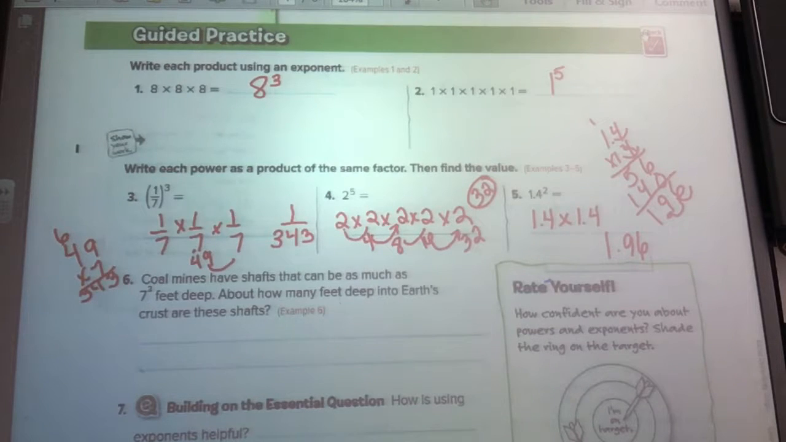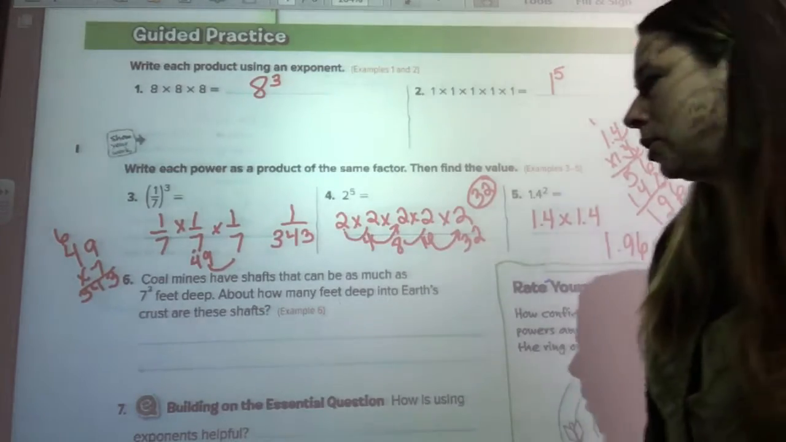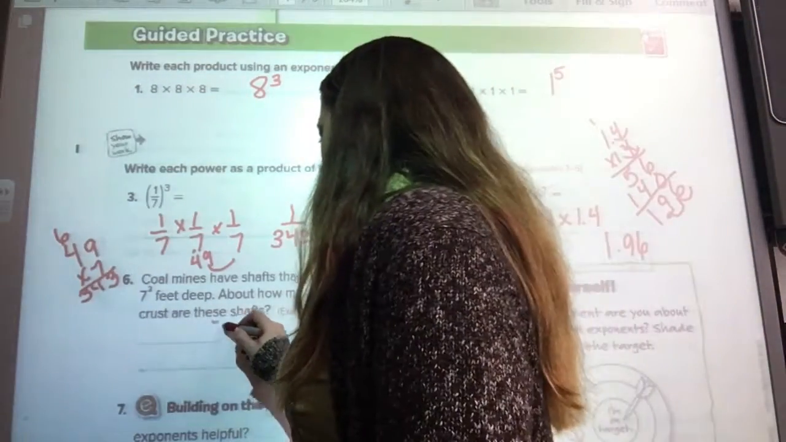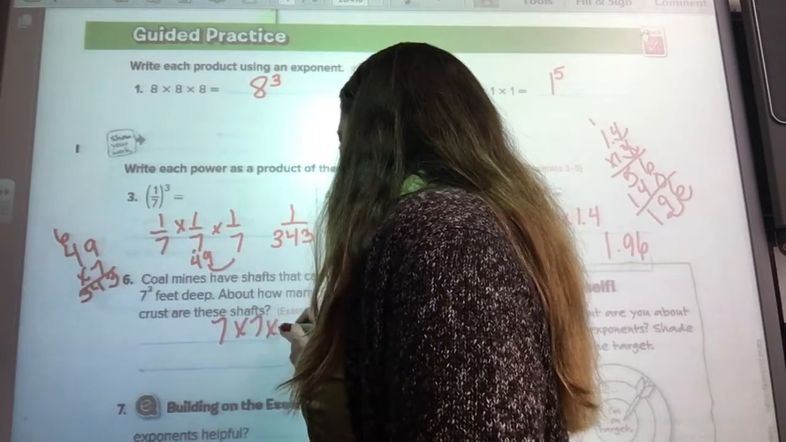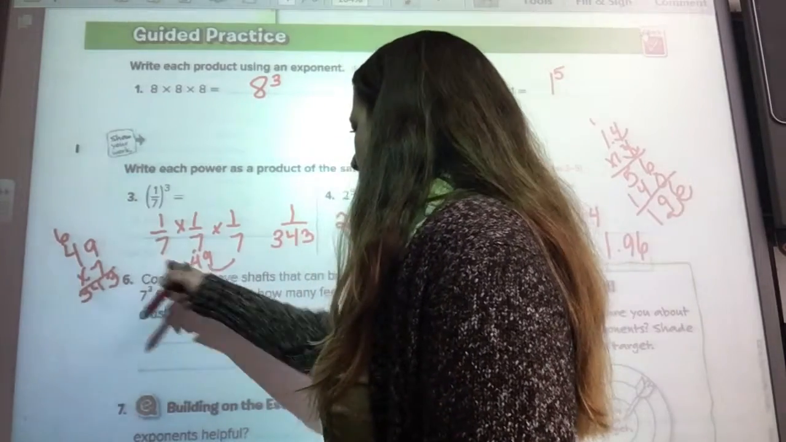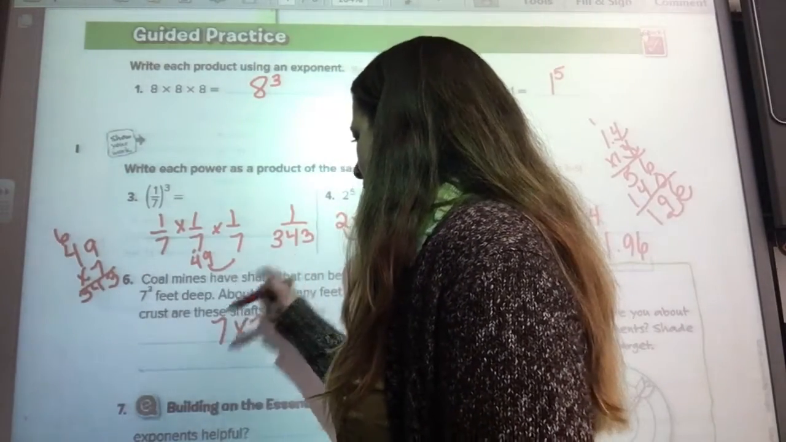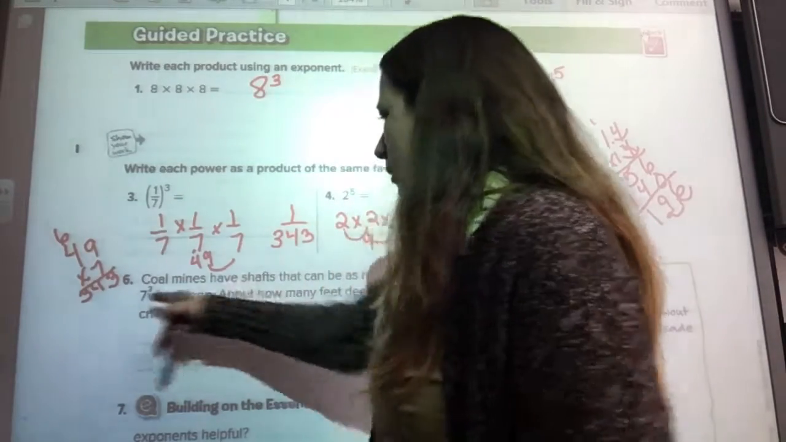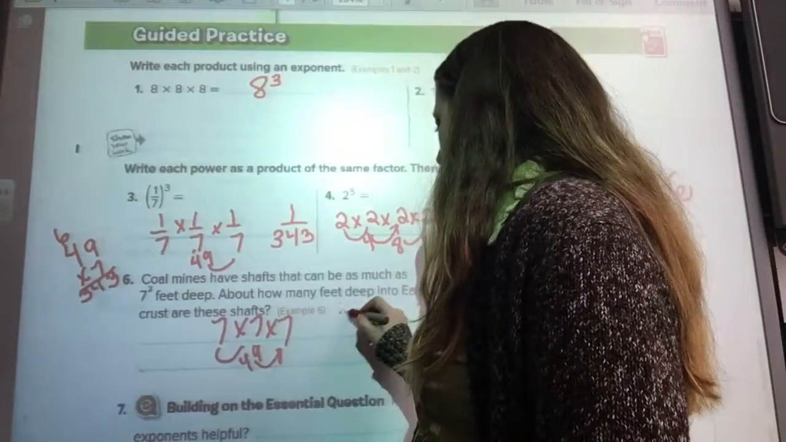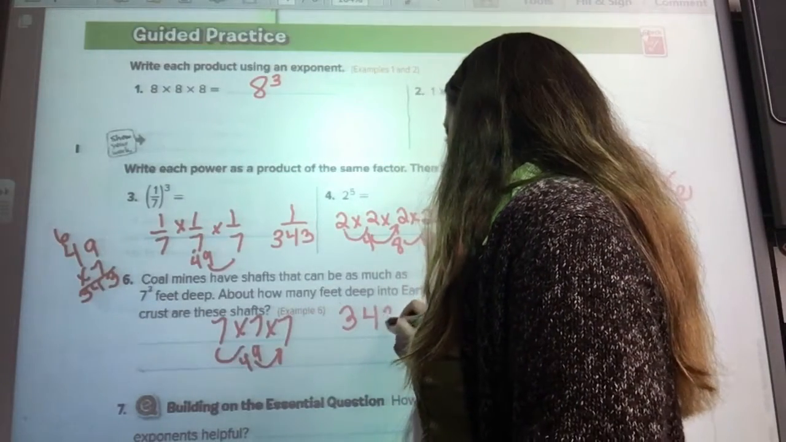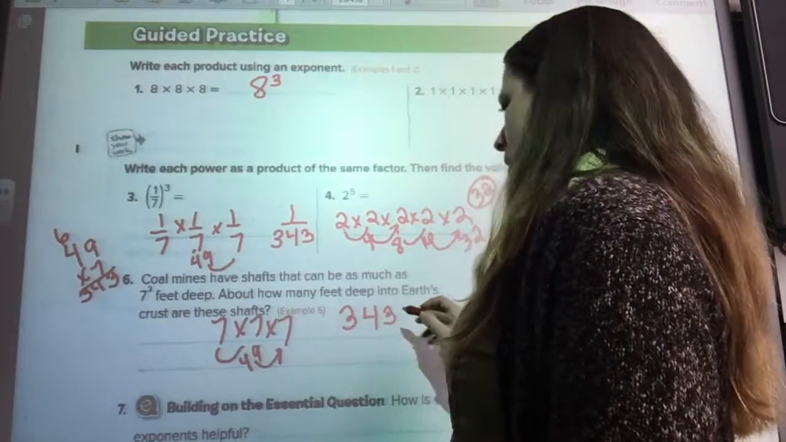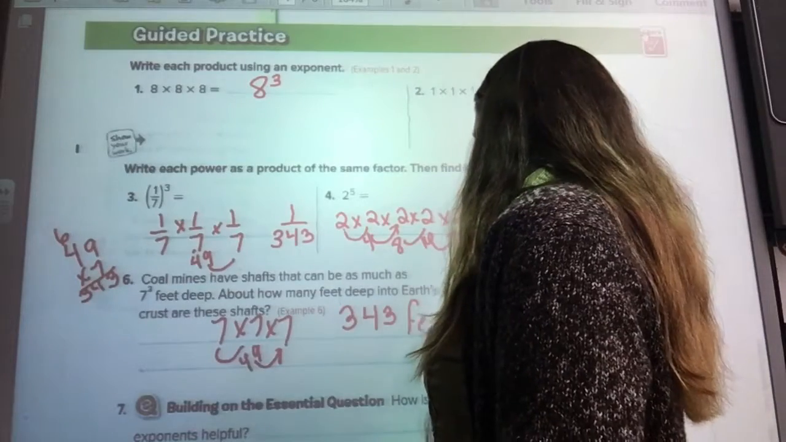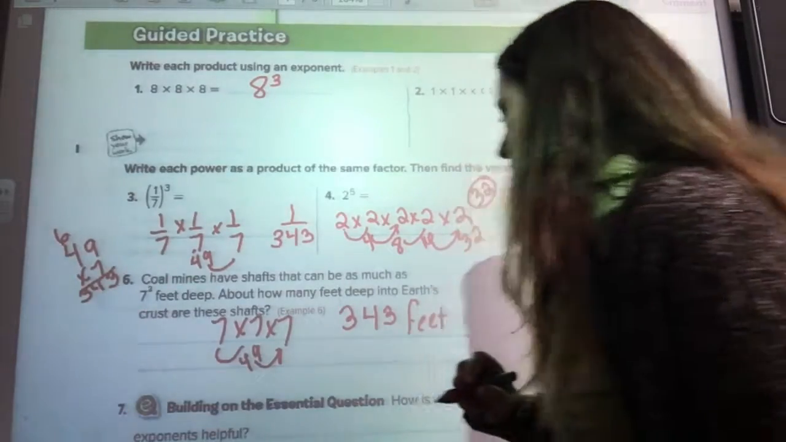Alright, coal mines have shafts that can be as much as 7 to the third feet deep. About how many feet in the Earth's crust are these shafts? 7 to the third. 7 times 7 times 7. Didn't we just do that somewhere up here? We did. That was nice. And we already got the answer. 7 times 7 is 49. And 49 times 7 we did right there. So how deep is it? 343 feet. Don't forget your label.